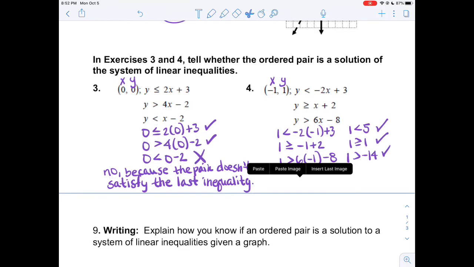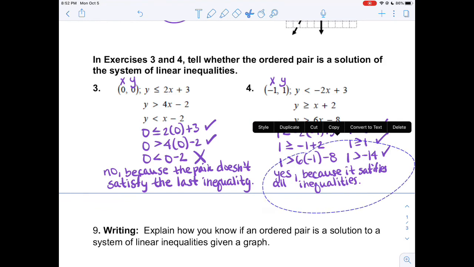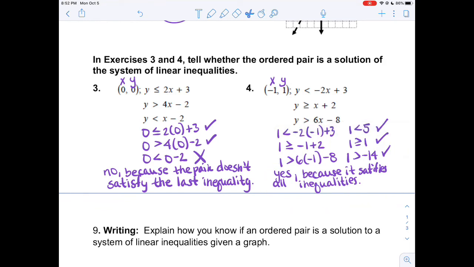Since all three statements are true, we can say that yes, we have a solution to the system of linear inequalities with the point (negative 1, 1).